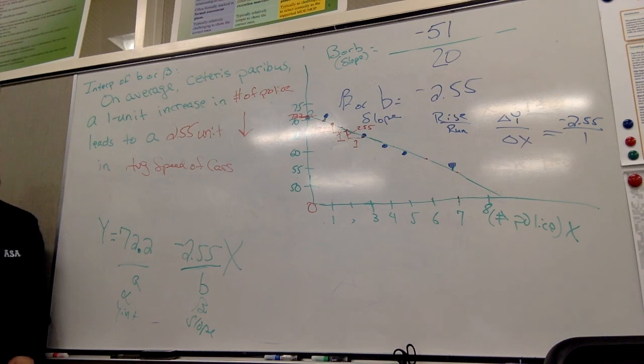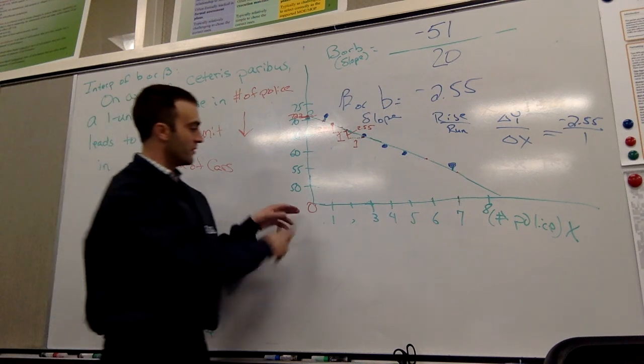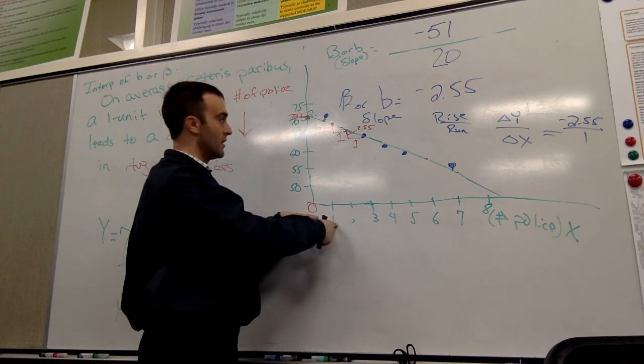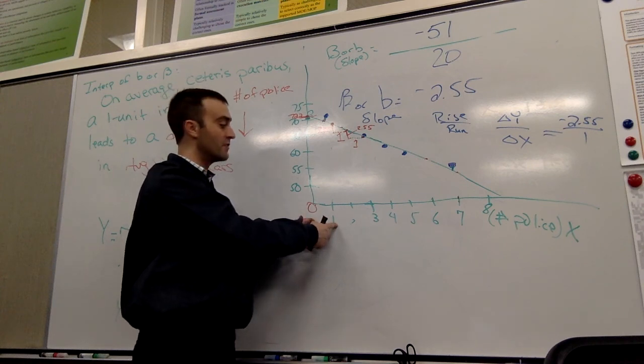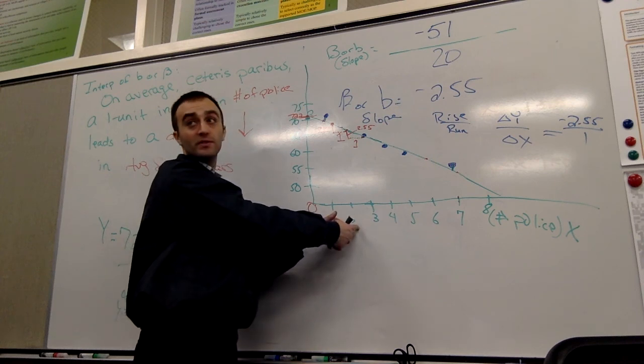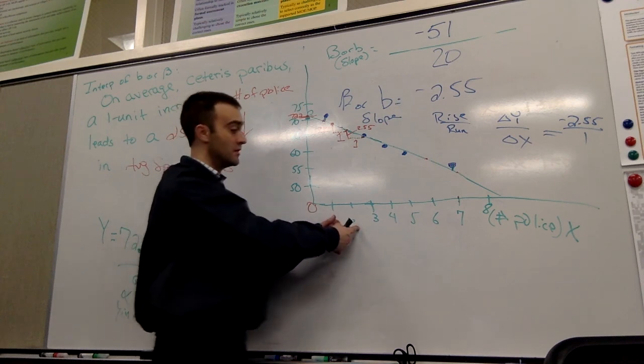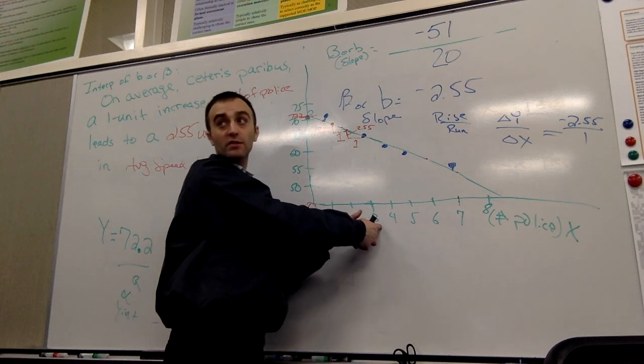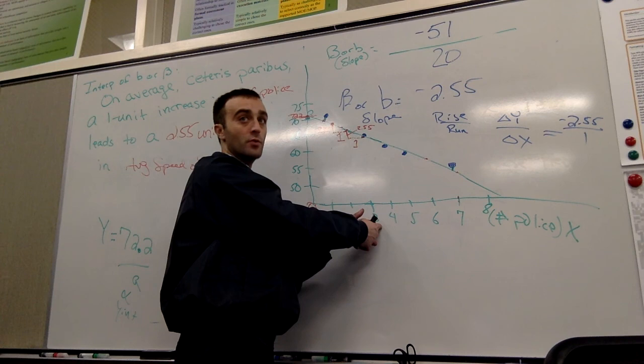So on average, ceteris paribus, a 1 unit increase in the number of police leads to a 2.55 unit decrease in the average speed of cars. Essentially this is saying each additional police car you add to the street decreases speeds on average by 2.55 miles per hour per police car. When you go from 0 police cars to 1 police car, speed will decrease on average 2.55 miles per hour. When you go from 1 police car to 2 police cars, another 2.55 decrease in speed. 2 to 3 police cars, another average decrease of the speed of cars on the freeway by 2.55 miles an hour.